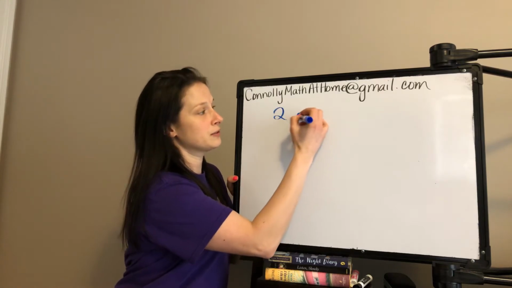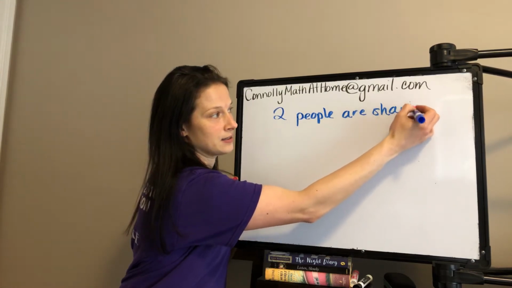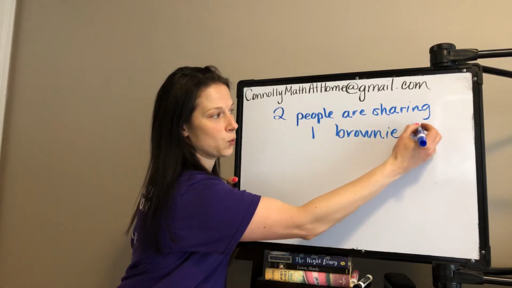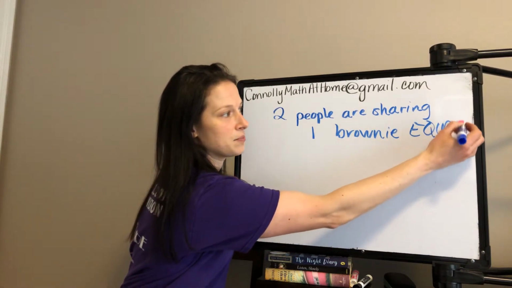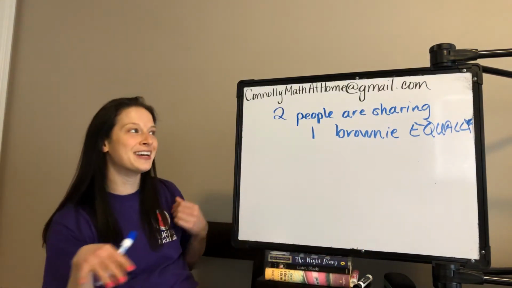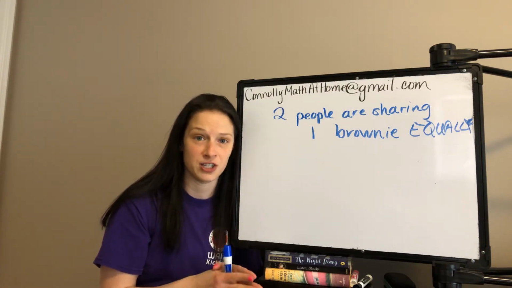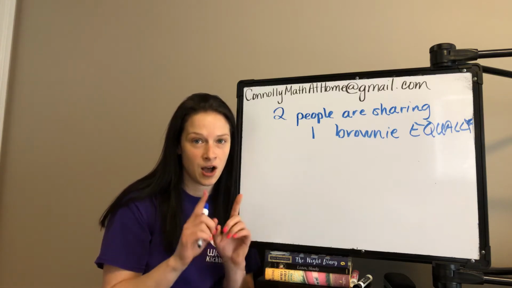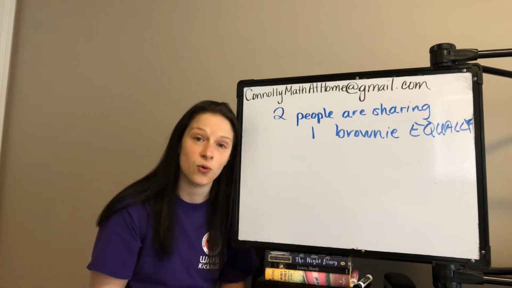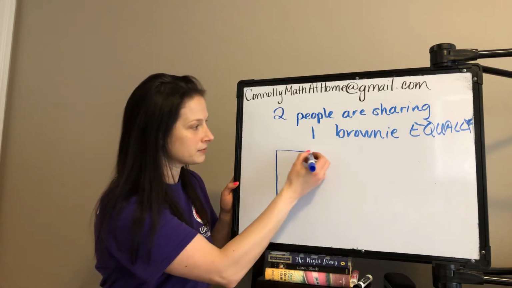So 2 people are sharing 1 brownie equally. So this is the big word here. Okay, so when we think about fractions, we are thinking about equal parts of 1 whole. 1 brownie, equal parts. Okay, so in order to show this first, you are going to give yourself a brownie.